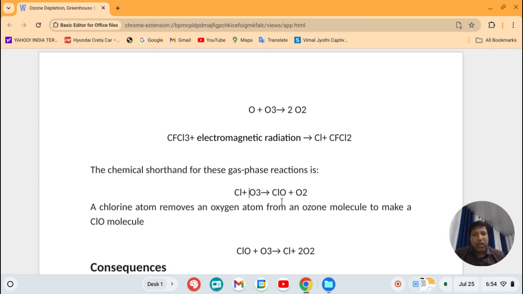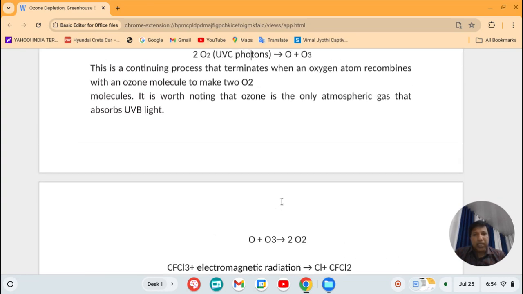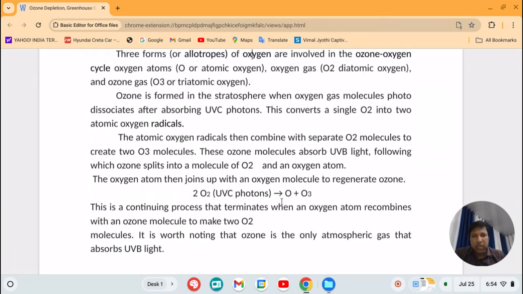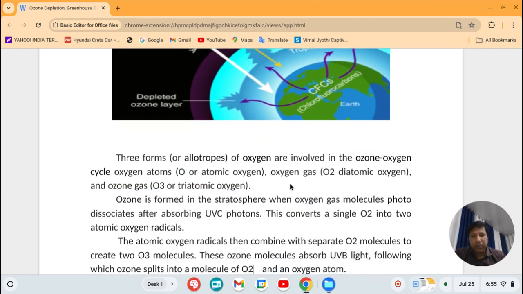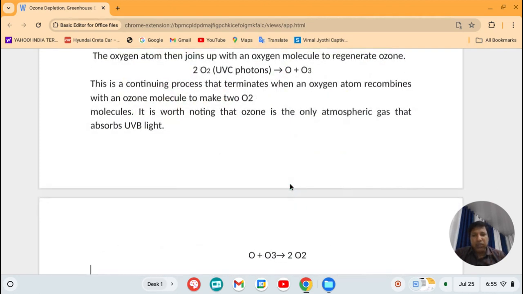So what will happen when ozone is depleted? Other than this natural process, here you can see when ozone is depleted, a hole will be formed in the ozone layer. Oxygen will be formed, and the ultraviolet B radiation will enter Earth's atmosphere. That will cause various harmful effects on living beings. So what are those harmful effects? We will see.